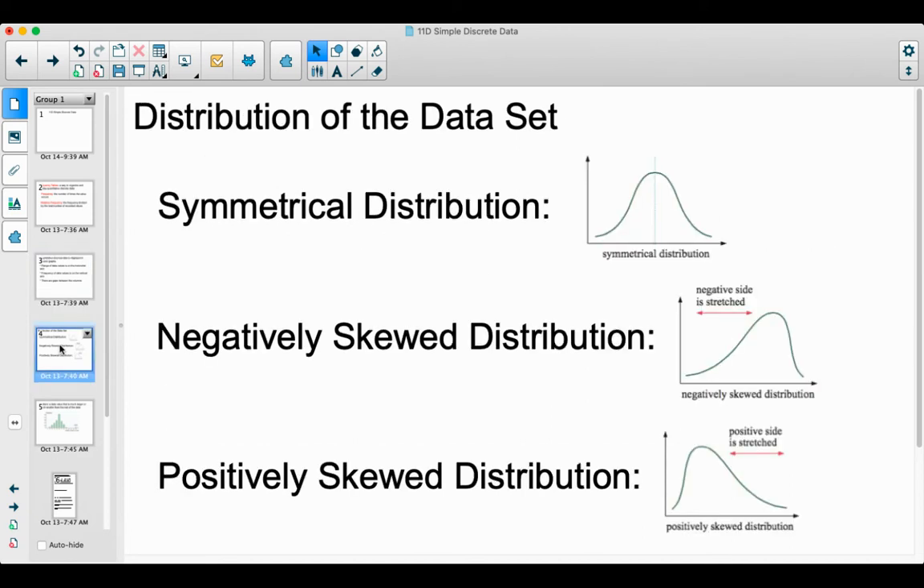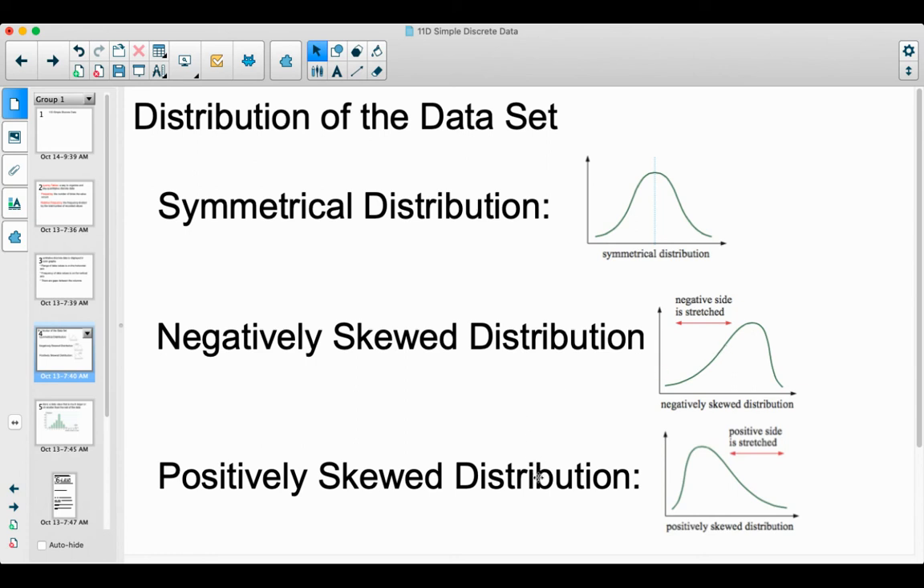And then describing the distribution of the data set. So there's three different ways you could describe it. Symmetrical distribution means that it is pretty much the same on both sides. A negatively skewed distribution is when the tail of your graph, so if you look here, here's the tail of it, and that tail is going in the negative direction. So the bulk of your data is on the right side. And so this would be a negatively skewed distribution.